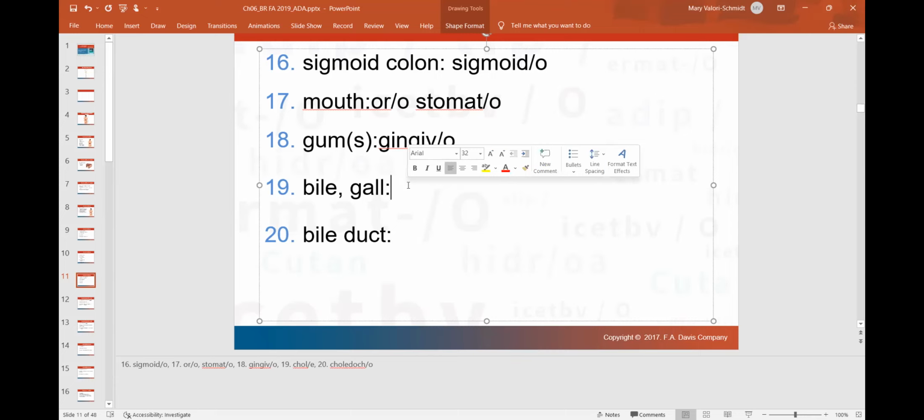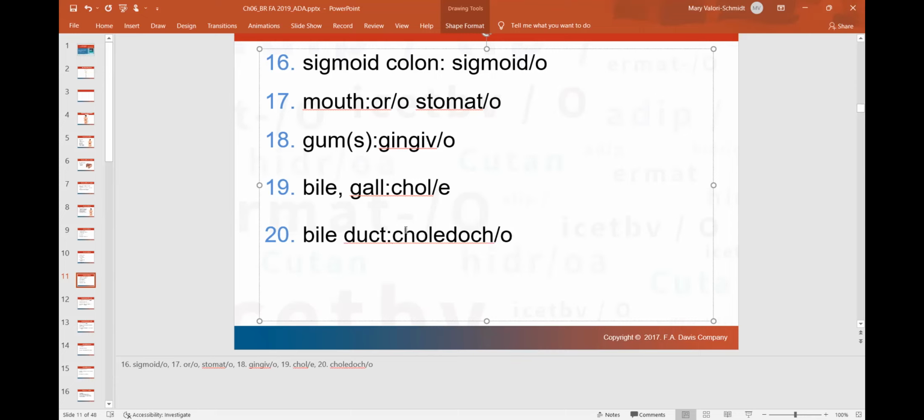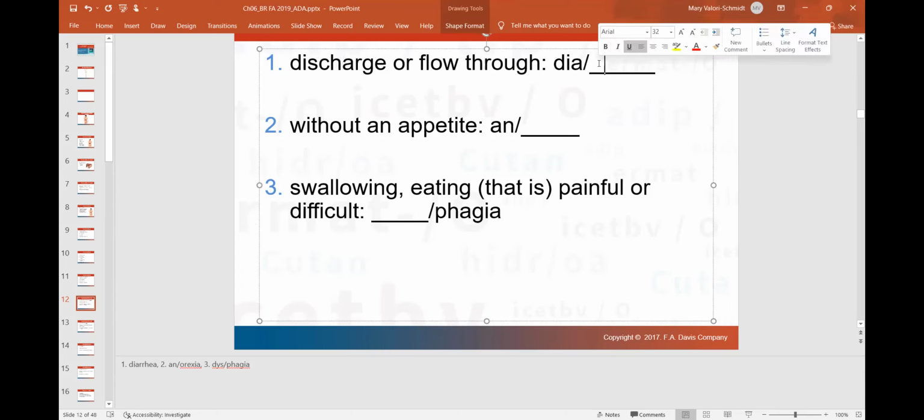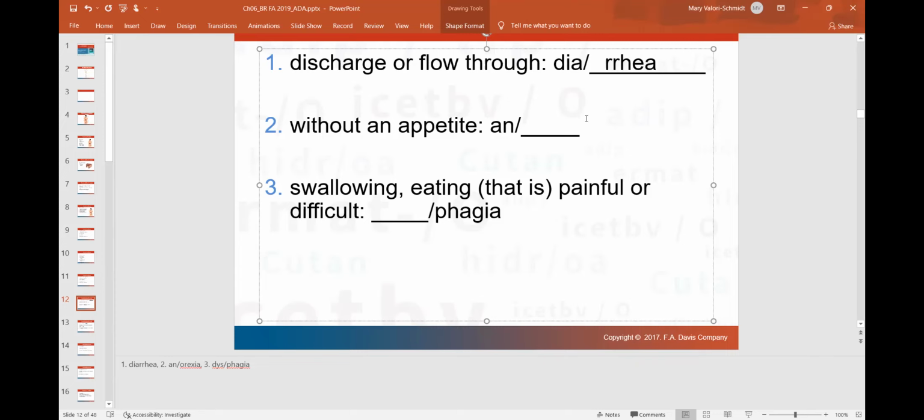The bile that's stored in the gallbladder, or referring to the gallbladder, is chole, and the bile duct is choledocho. Make sure you know these combining forms for these words. When we talk about a discharge or flow through something, dia. If you said rhea, you got that correct. Without an appetite, anorexia, means without appetite.